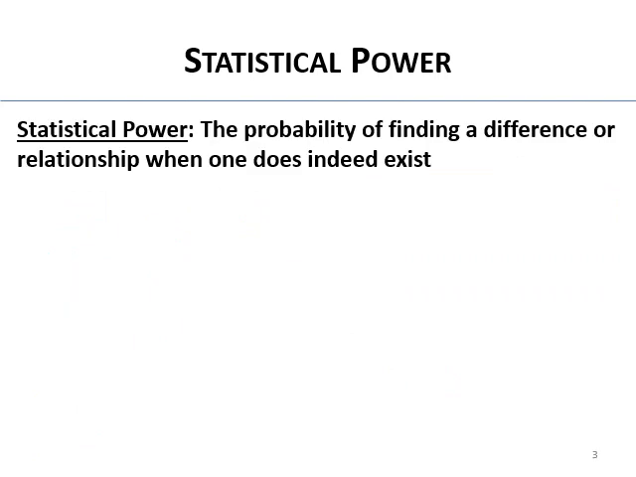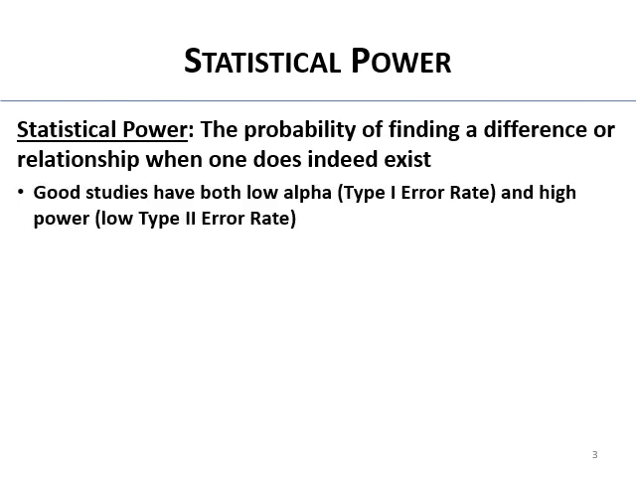So statistical power, brief review, is your probability of finding a difference or relationship when one does indeed exist. It's your ability to detect an effect that's there. Good studies have both low alpha, that is, they have a low type 1 error rate, and they have high power, which means you have a low type 2 error rate.